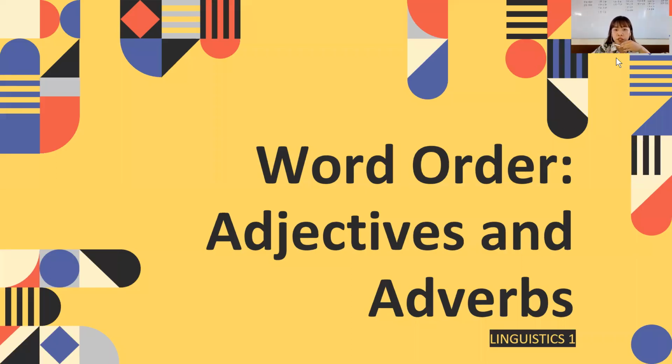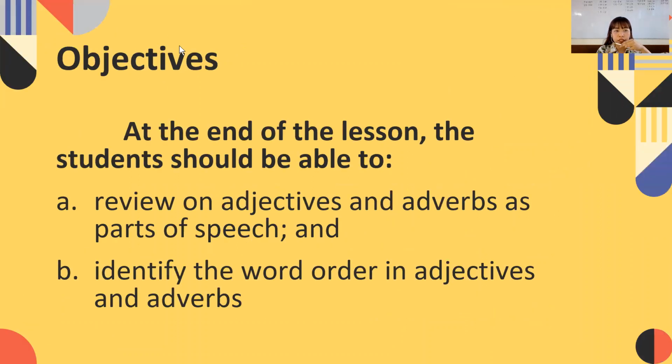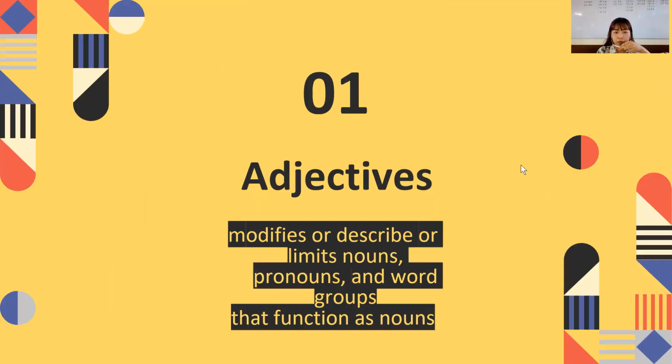Hey everyone, so for today we're going to discuss our next topic for Linguistics 1, which is still under word order, but specifically on the word order concerning adjectives and adverbs. So for our objectives for this lesson, at the end of the lesson, the students should be able to review adjectives and adverbs as parts of speech and identify the word order in adjectives and adverbs. First, we discuss word order concerning adjectives.